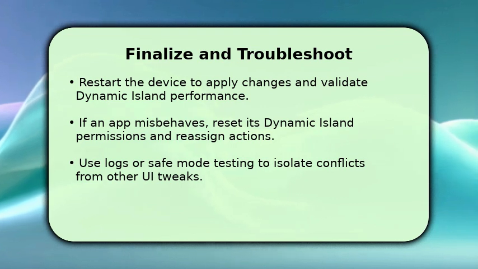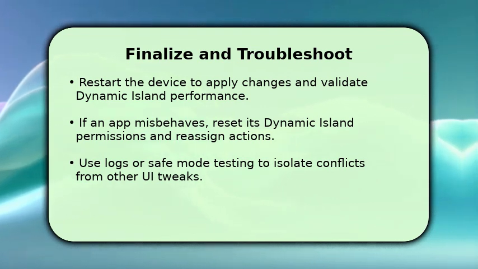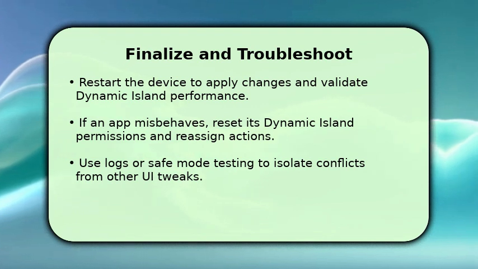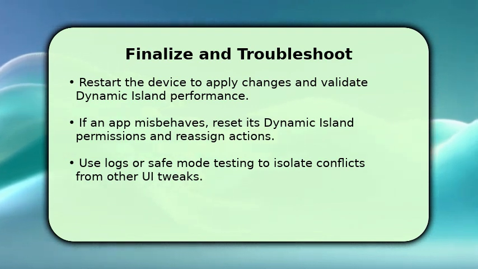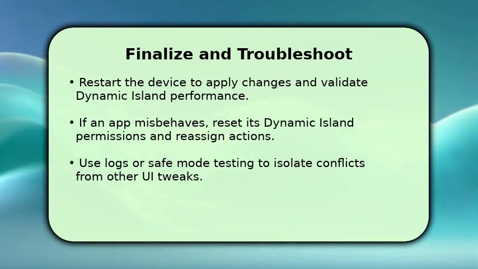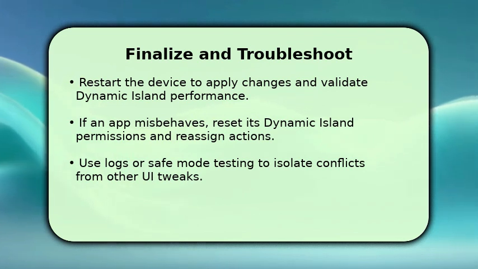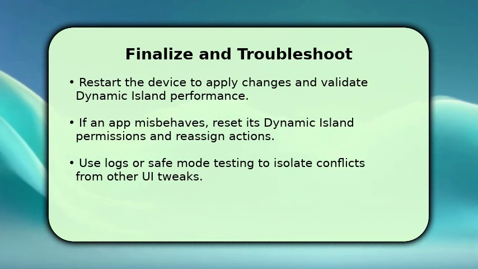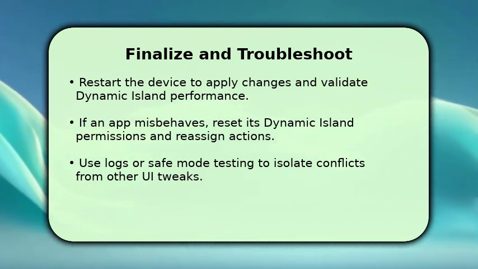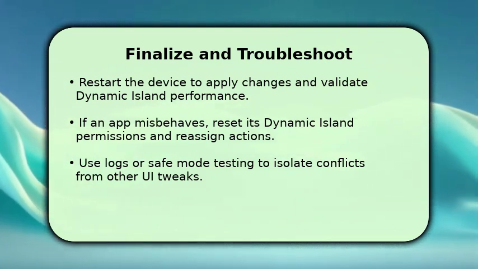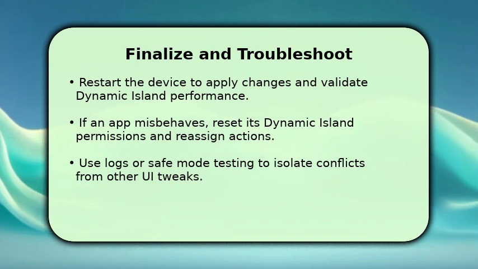Then, test common workflows: music, calls, timers, and navigation. If an app misbehaves, go to its app settings, reset Dynamic Island permissions, and reassign actions. This solves most conflicts. Make sure to check for interference from other UI tweaks or third-party launchers. If problems persist, boot into safe mode or review system logs to isolate the issue. This approach gets you stable behavior and a reliable troubleshooting path.